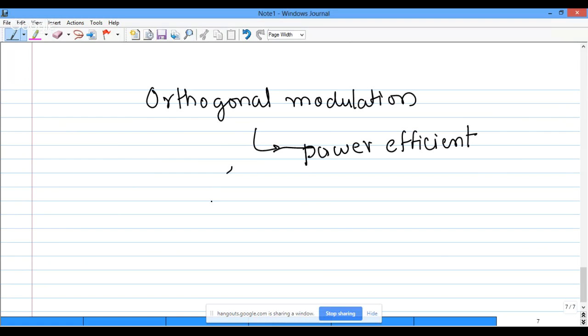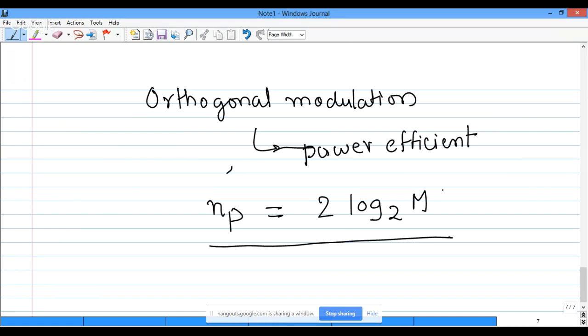So we have seen the power efficiency of coherent orthogonal modulation schemes is 2 log2 M. So as you have more signals, which could be had by having more orthogonal dimensions, you can improve the power efficiency of the modulation scheme. When I have a good power efficiency, this also translates to low probability of error. So increasing power efficiency reduces my probability of error.